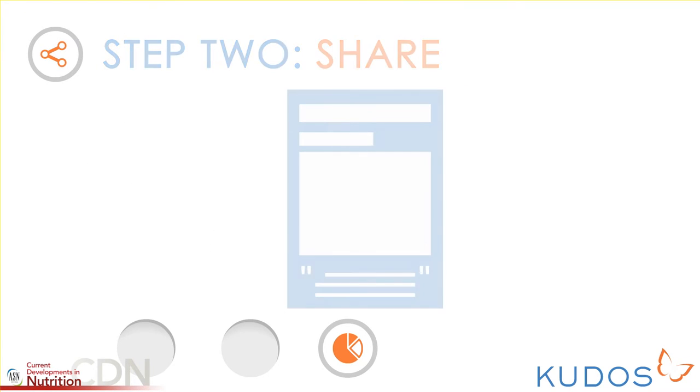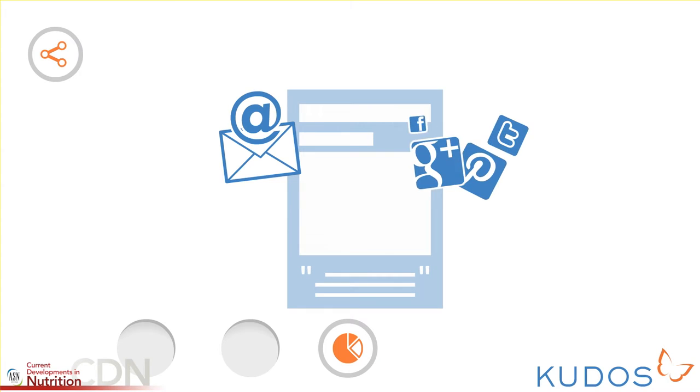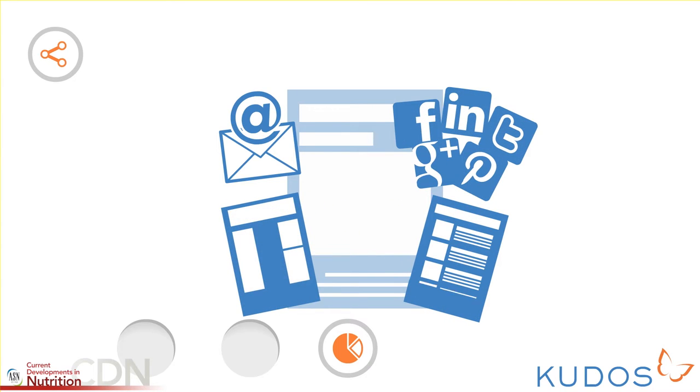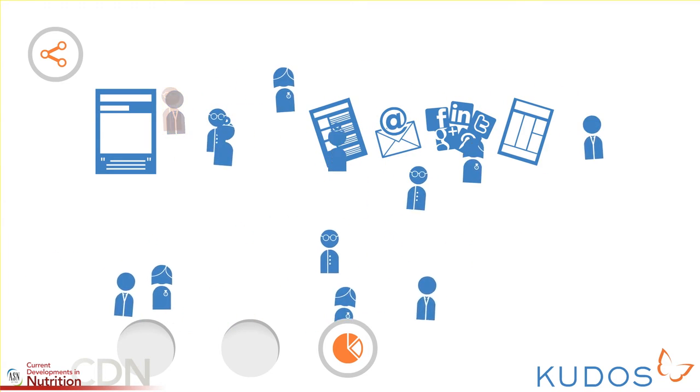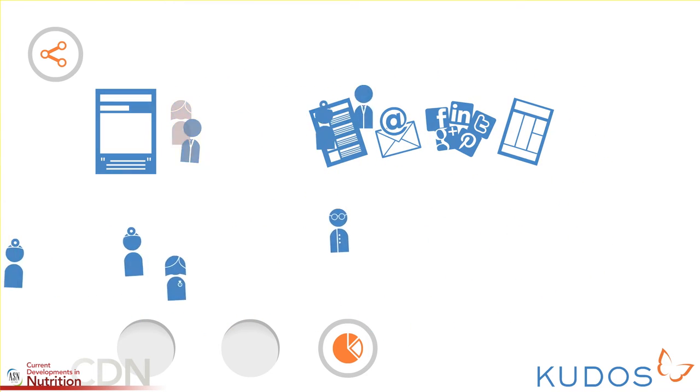Step 2. Share. Now you're ready to share. With Kudos, you can post links to your publications by email, social media, academic networks, or on your blog or website. Now here's the exciting bit.